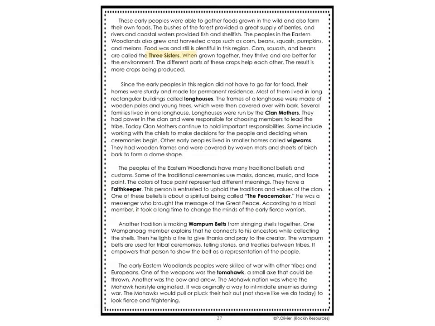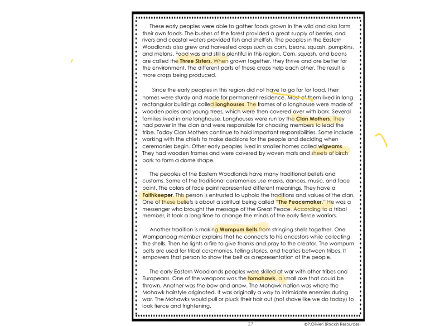Three sisters, longhouses, clan mothers, wigwams, faithkeeper, the peacemaker, wampum belts, and tomahawk. I already did it. How many words are there? 1, 2, 3, 4, 5, 6, 7, 8. Sorry, I need to move this a little over. Bear with me while I try to move it. There we go.